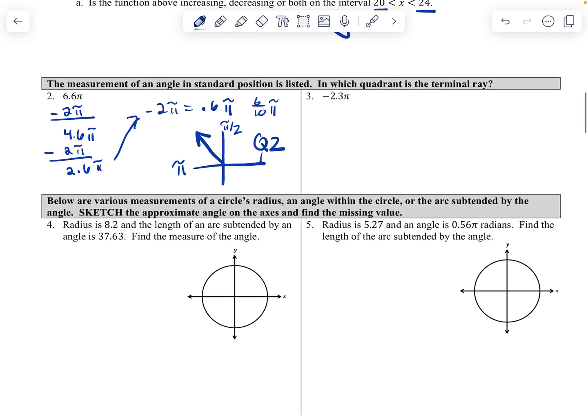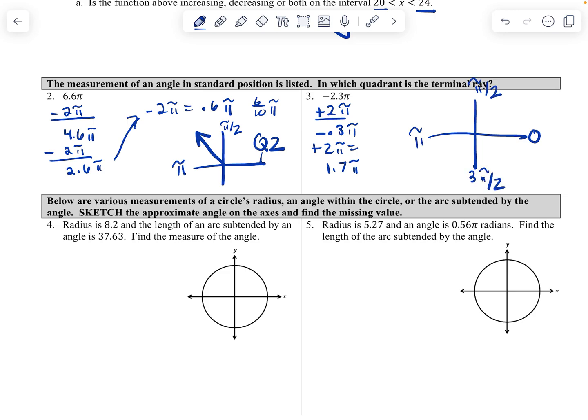All right, well, let's add now to make it positive. So plus 2 pi would be negative 0.3 pi. Plus 2 pi would be 1.7 pi. Okay? So again, I know that this is 0, pi over 2, and this is 3 pi over 2, which is the same as 1.5. So I know that it's somewhere down here in quadrant 4.